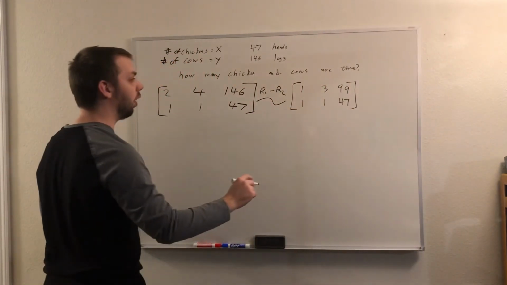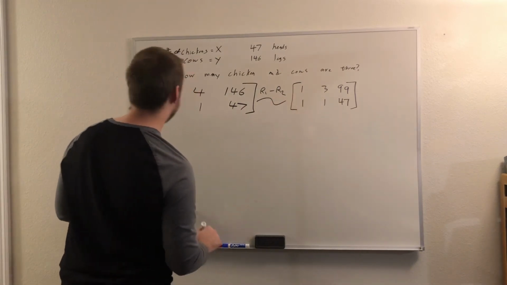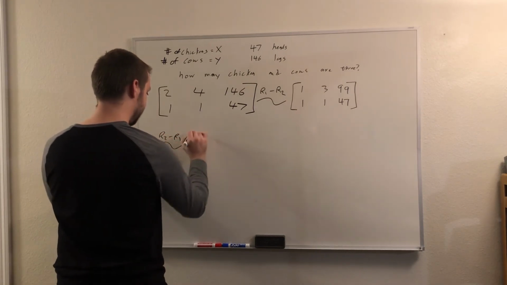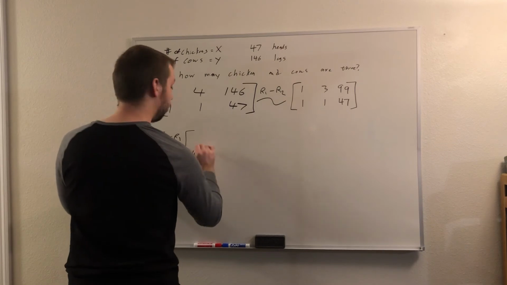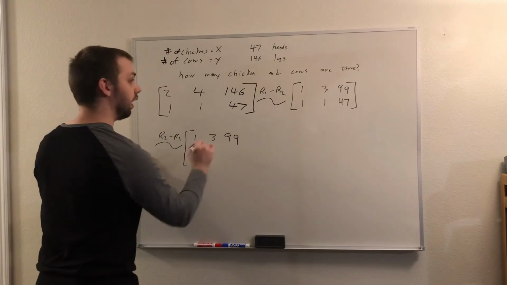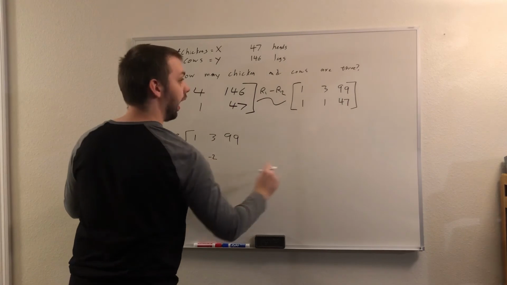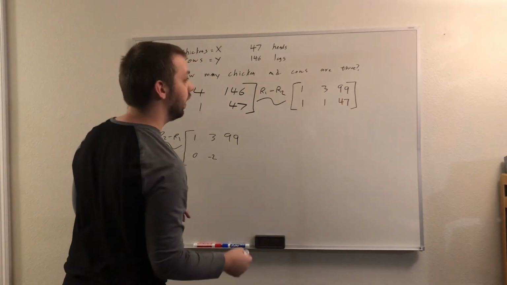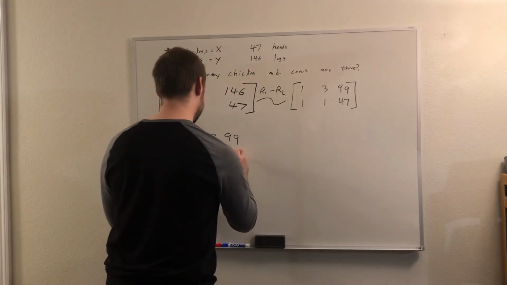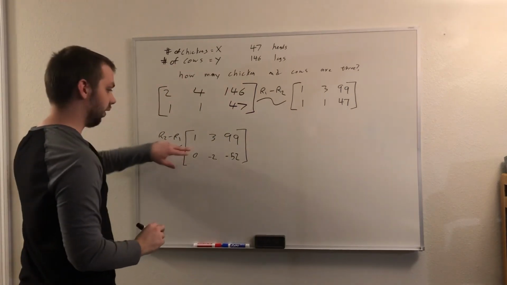So what I'm gonna do now is take row 2 minus 1 row 1. So I do row 2 minus row 1. Row 1 stays the same now because I'm working on row 2. So then we have 1 minus 1 is 0. 1 minus 3 is negative 2. And then 47 minus 99, let's see here, that would be negative 52. Okay, all right, so now this is a 0.